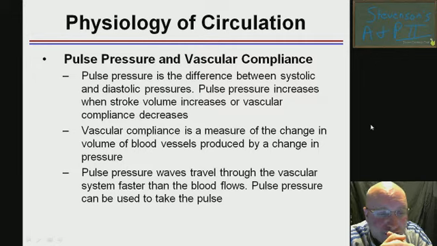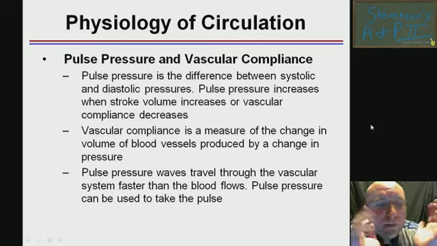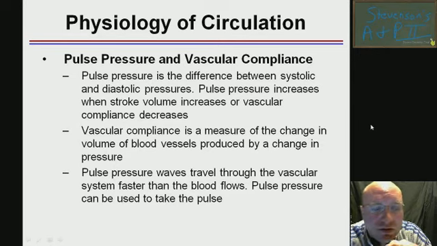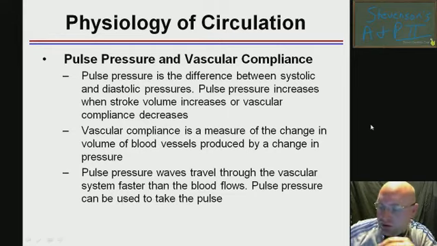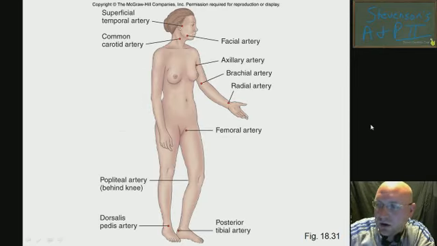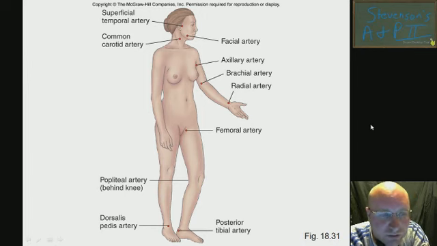Vascular compliance is a measure of the change in the volume of blood vessels produced by a change in pressure, and the pulse pressure waves travel through the vascular system faster than the blood flows. The pulse pressure can be used to take the pulse. There are certain areas or pressure points where you can take the pulse of a person. The most common place is the radial artery, found right there in the wrist.